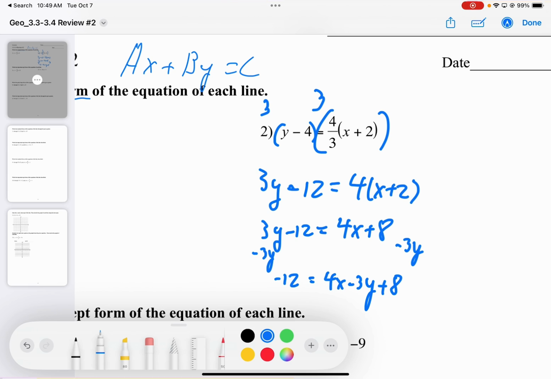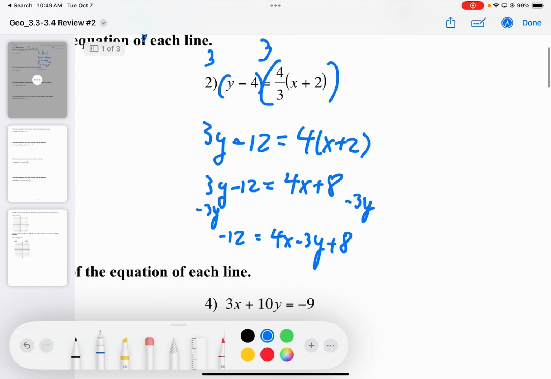After that, I'm almost there. What's my last step? Subtract 8, yeah. So let's move the 8 to the left side, which gives me, what is negative 12 minus 8? Negative 20. Equals 4x minus 3y. Yep. All right, so then that would be standard form, okay?